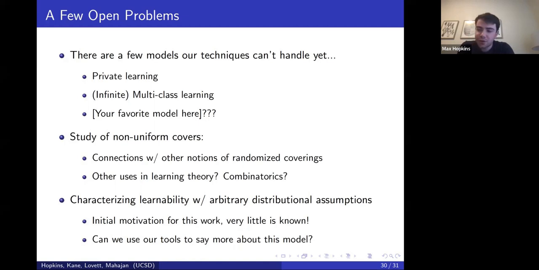And I think that this gives us a new tool set for trying to study learnability with arbitrary distributional assumptions, or more generally, models where uniform arguments didn't work so well before. I hope that the tools that we introduce in this work will lead to some progress in understanding these harder models in the coming months or years.